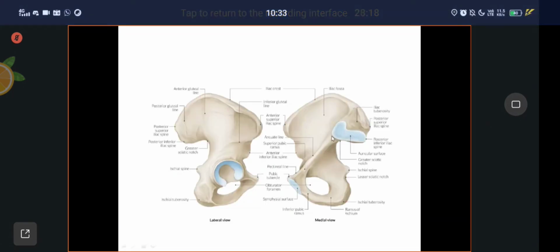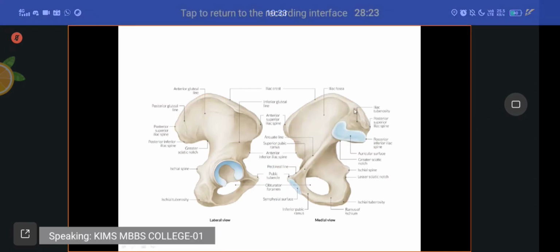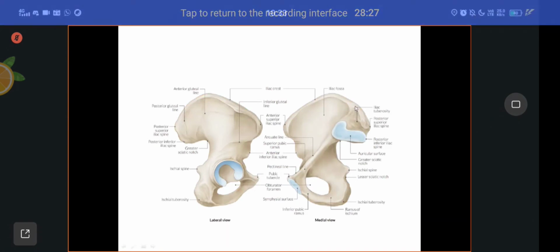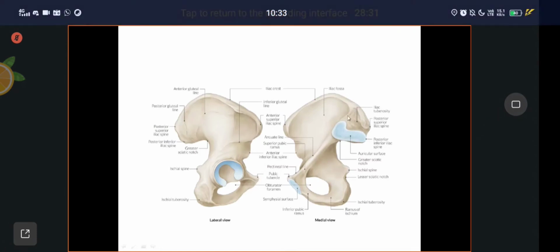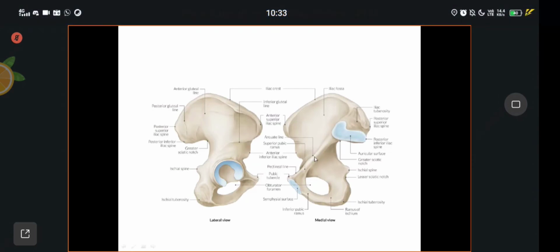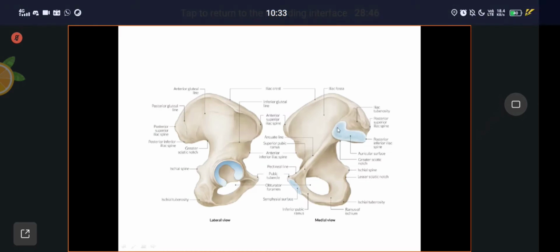Then coming to the medial border. Where is this medial border? This is the medial border, which extends from the iliac crest at the junction between the ventral 2/3 and the dorsal 1/3 of the iliac crest, coming downwards until the eminence. What is this eminence called? Iliopubic eminence. So which border is this? This is the medial border.